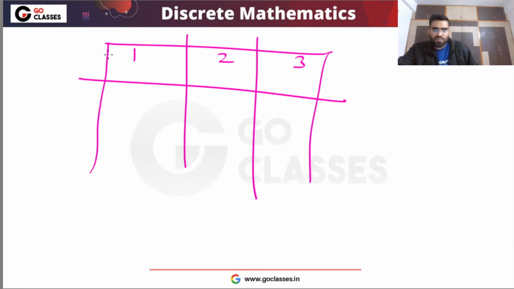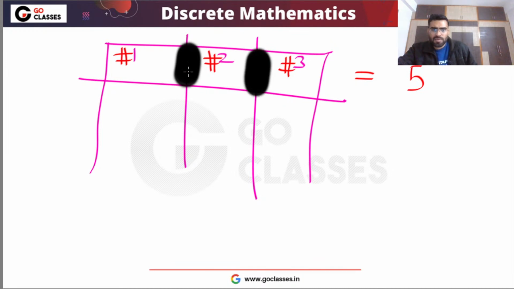So basically we have the number of ones, number of twos, number of threes, and the total must be equal to 5. Is this clear? The total must be equal to 5. This plus this is equal to 5. So you can notice that this multiset also follows the same template, the IODB template.